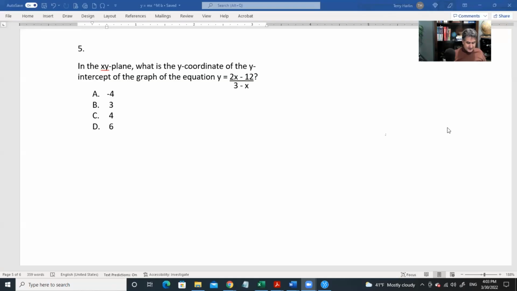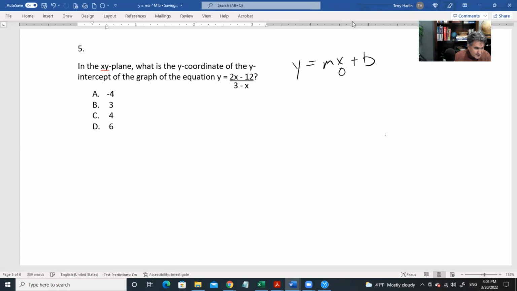Let's take a look at this one, which is a little different in that it does not actually involve the equation y equals mx plus b, but rather the principle of it, or part of it. In the xy plane, what is the y coordinate of the y-intercept of the graph of the equation y equals this? Initially we look at it as some hairy, awful thing, but let's realize what y equals mx plus b means, what y-intercept means.